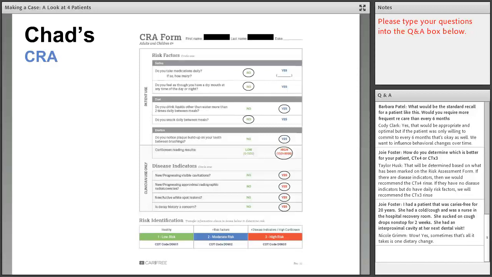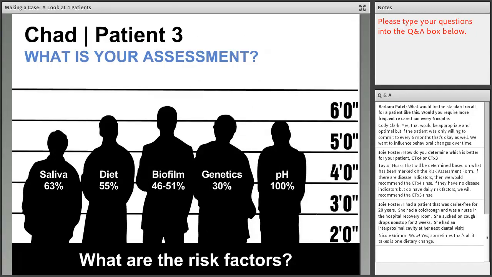cavitations, new cavitations, interproximal radiographic lesions. He has new active white spot lesions. His decay history is a concern. He has at least 1 red answer, so that makes him, let me get on the arrow. Getting used to this new software, so that makes him high risk. So if you said high risk, you were absolutely right on. So what's your assessment here?